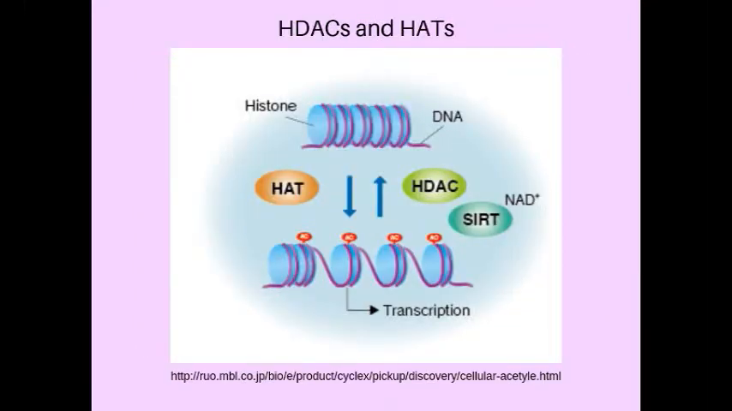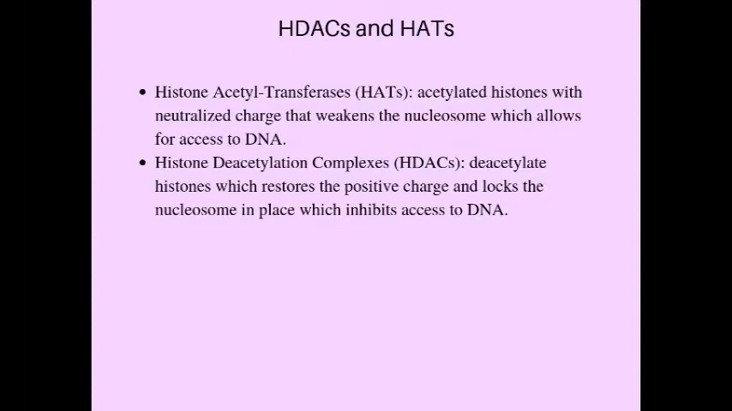Like most things in the human body, chromosomal structures have to be regulated, and this is done through HATs and HDACs. HATs are histone acetyltransferases, which acetylate histones, which loosens nucleosomes and allows access to DNA, and therefore allows transcription. HDACs, or histone deacetylase complexes, deacetylate histones, which locks the nucleosomes and prevents access to DNA, and therefore prevents transcription.